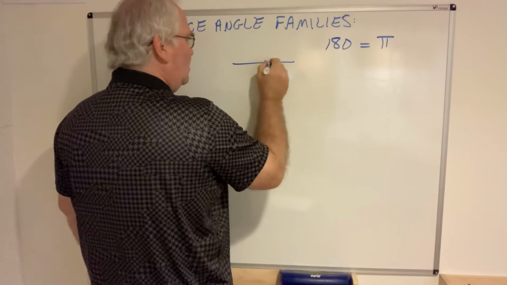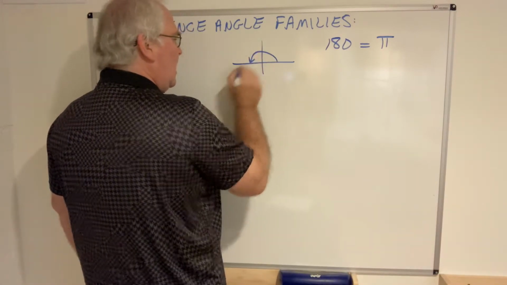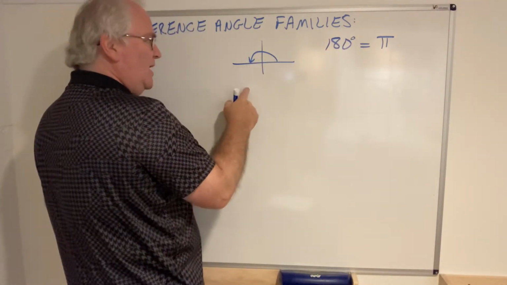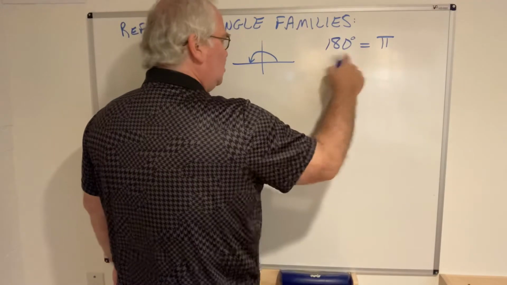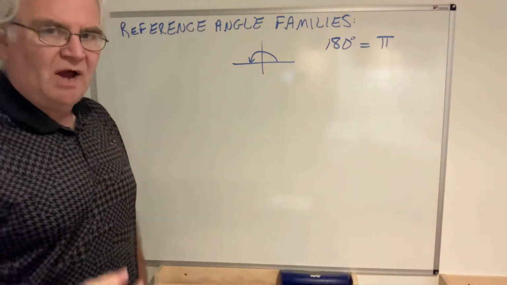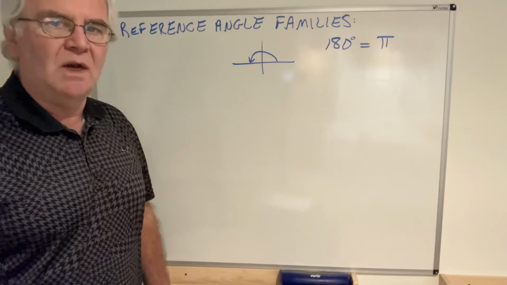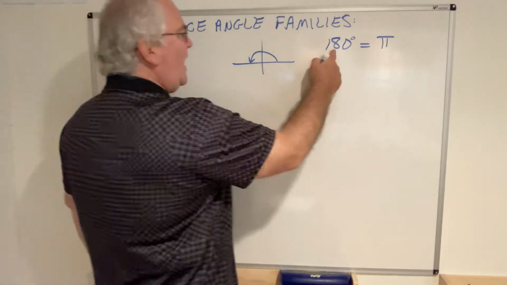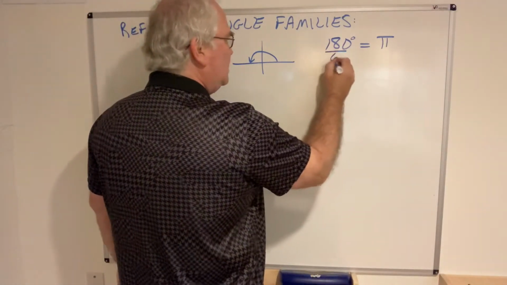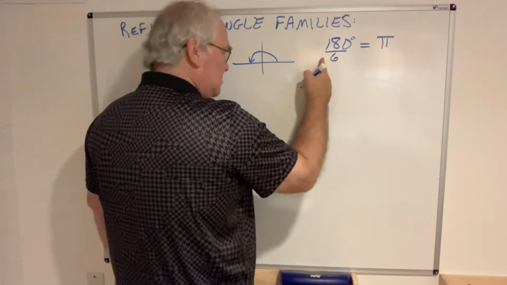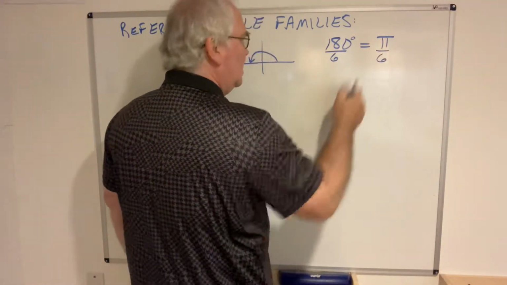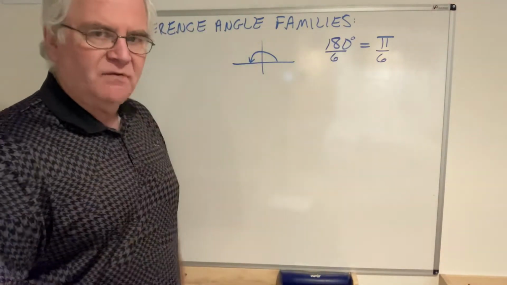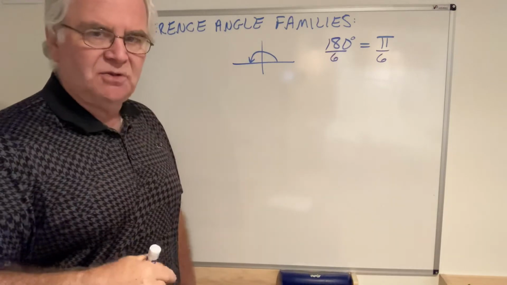A straight angle can be measured as 180 degrees, or it can be measured as pi radians. If you have this relationship, then any other relationship can be found from that. So for example, suppose we wanted a 30 degree angle. To get from 180 to 30, you divide by 6. If you divide this by 6, therefore you must divide this by 6. So pi over 6 is 30 degrees. An angle that measures pi over 6 radians corresponds to an angle that measures 30 degrees.